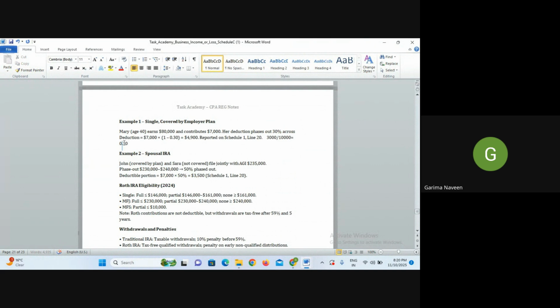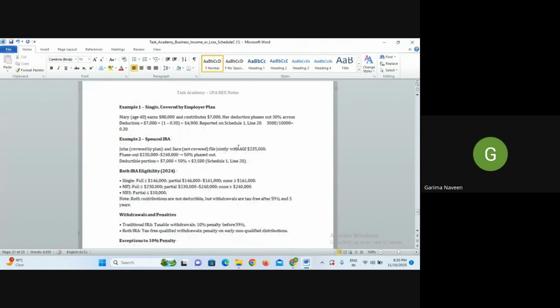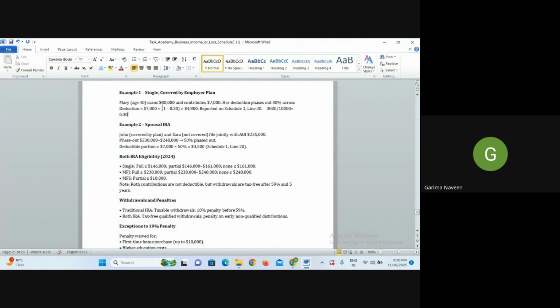Okay, 30% of phase out means 30% of this contribution amount you can't deduct in your Form 1040, and the rest of the 70% you can deduct. Is it clear now? Yes.